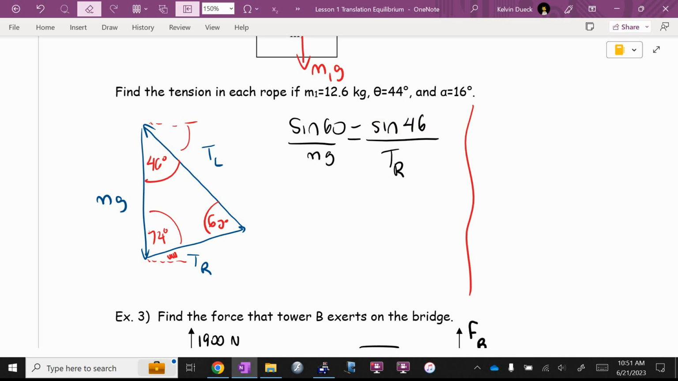That's my equation. The nice thing is, once you have this set up, it's, I think, straight cross multiplying. Honestly, it's math 8. It's cross multiplying. A little more complicated, but I think it's going to be tension right moves to the top. It's going to be mg sine 46 over sine 60.